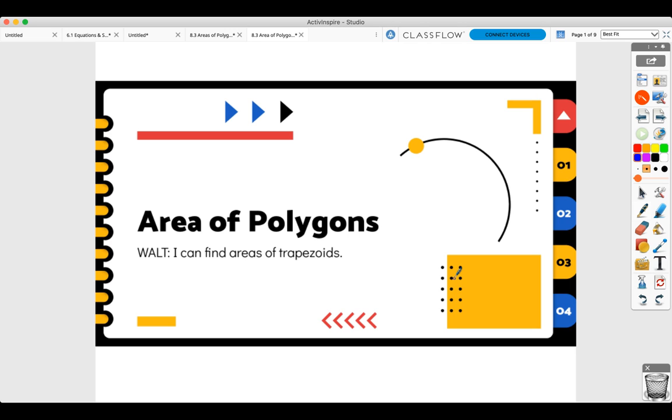Hey students, today's lesson is going to be on areas of polygons, and you'll be able to find areas of trapezoids this time specifically. So let's get started.